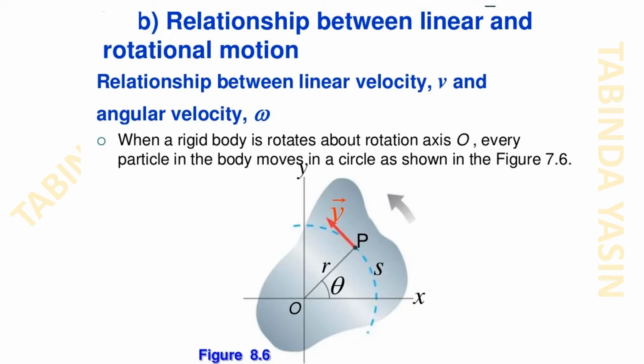Relationship between the linear and the rotational motion. We're going to make a relationship between the linear velocity v and angular velocity omega. When a rigid body rotates about a rotational axis O, as you can see in the picture, every particle in the body moves in a circle as shown in the figure.